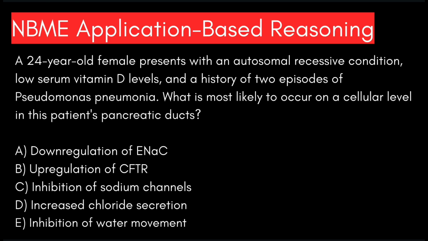We have a 24-year-old female that presents with an autosomal recessive condition, low serum vitamin D levels, and a history of 2 episodes of Pseudomonas pneumonia. What is most likely to occur on a cellular level in this patient's pancreatic ducts? Give you a few more seconds. All right, I think that's enough time. Let's go ahead and move on and see what the correct answer is.